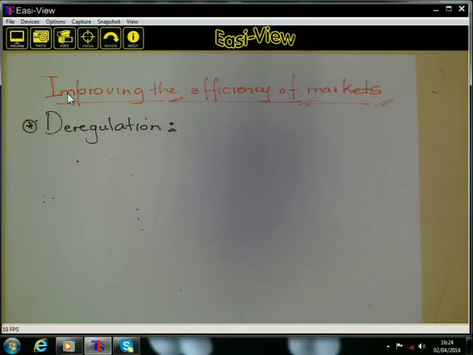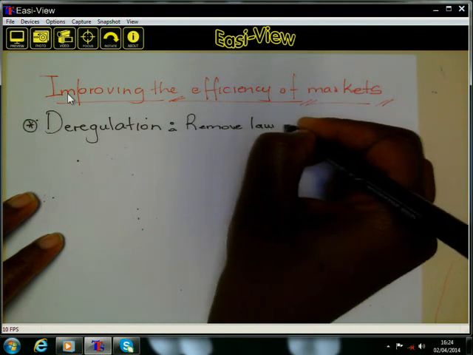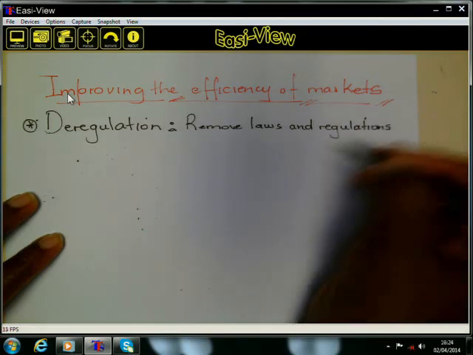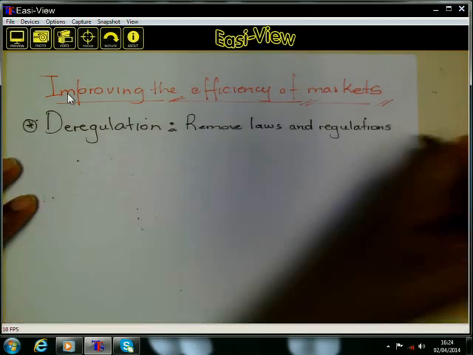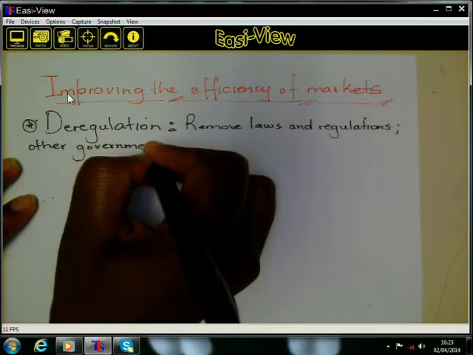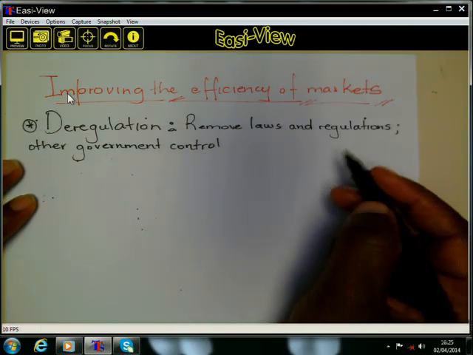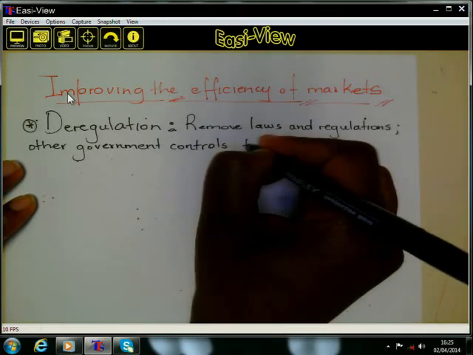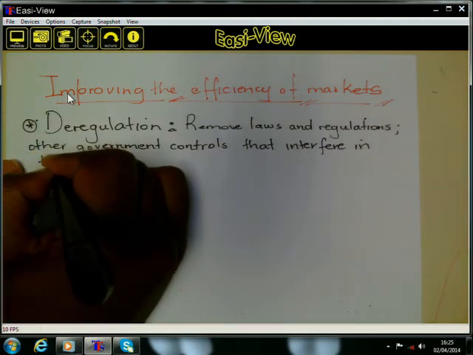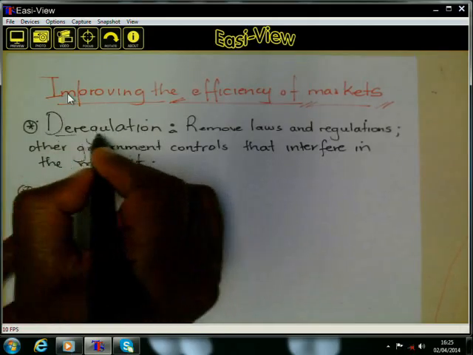So when we talk about deregulation, it means they must remove some laws, not all of them, remove laws and regulations. Other government controls as well must be looked at. Remove laws and regulations, other government controls that interfere in the market. Right. So that is deregulation there.